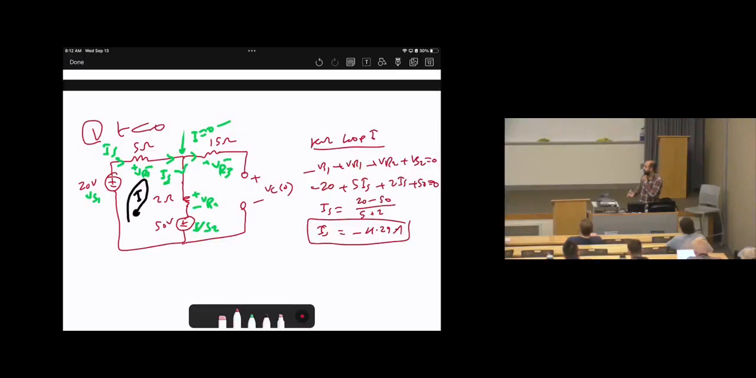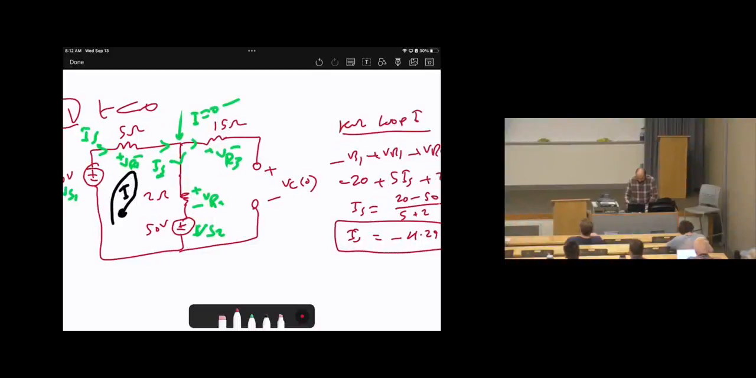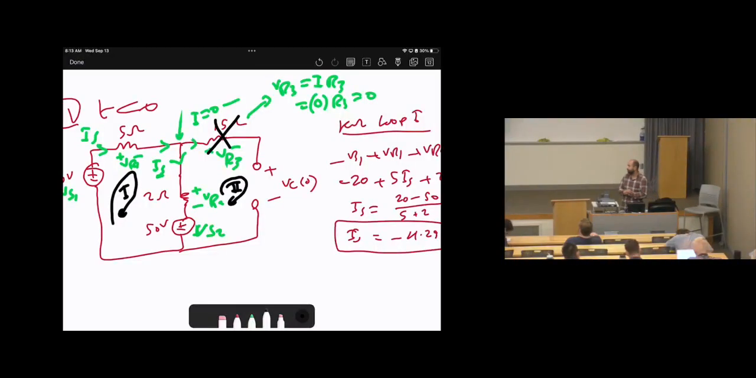Then what else? Remember, our target is to calculate VC of 0. So VC of 0, where is it located? In the second loop, which is loop number 2. Now we can apply KVL at loop number 2. But you need to keep in mind that when you look at this resistor, or VR3, which is I times R3, I is 0 times R3, which will make it 0. Therefore, since it's an open path, this resistor can be cancelled, because 0 current means 0 voltage. Okay? Does this make sense?